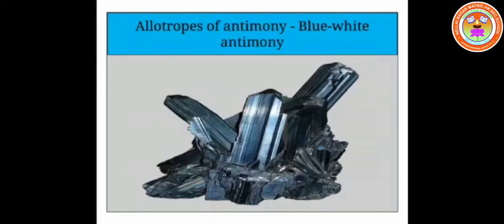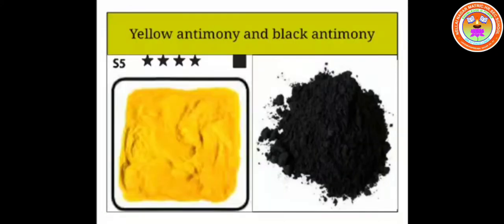The next slide gives you an idea about the allotropes of antimony. Blue-white antimony. The metal antimony is very shiny. Then yellow antimony, and black antimony. So these are the allotropes of the element antimony: blue-white, black, and yellow. Yellow antimony looks like kesari. Just to help you remember, I am telling you: blue-white antimony, yellow antimony, and black antimony.